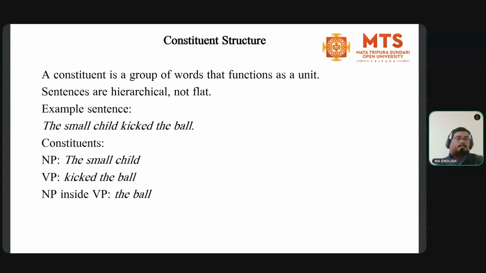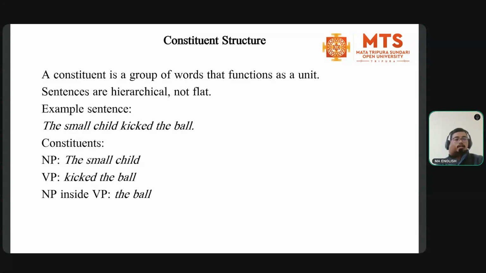This means a sentence is not just a straight line of words. Instead, words form groups, and those groups form bigger groups. So let us look at examples. Sentence example: the small child kicked the ball. In this sentence, the small child is one group. It works together as a noun phrase.